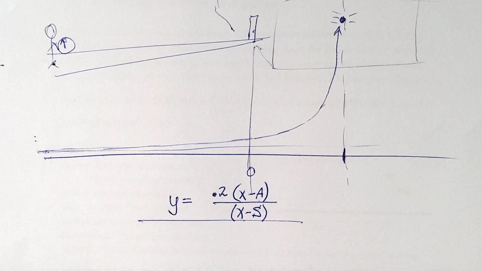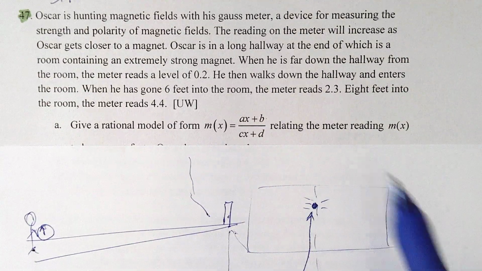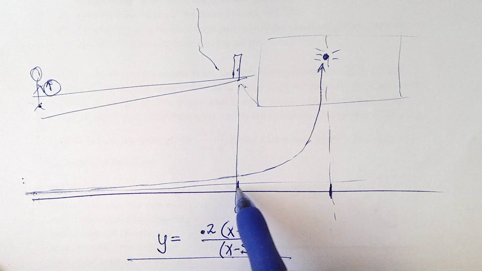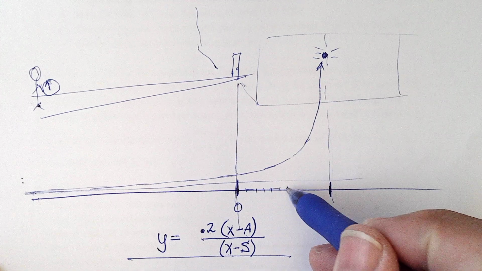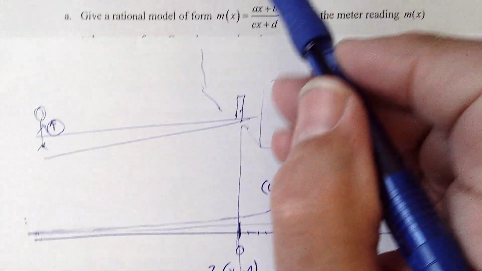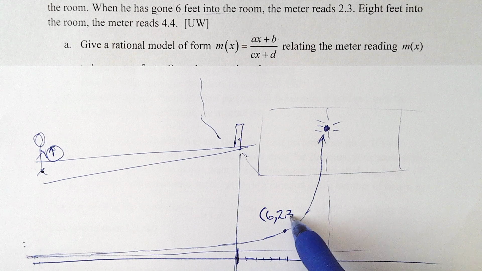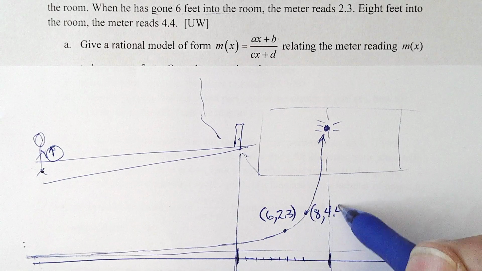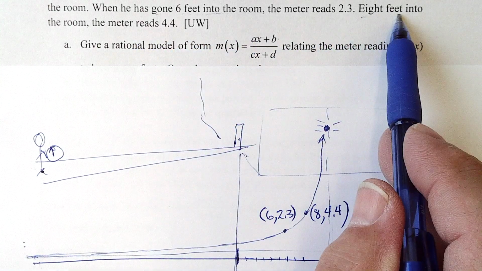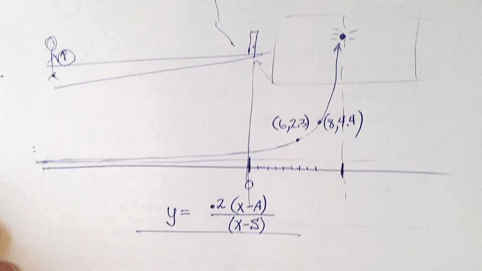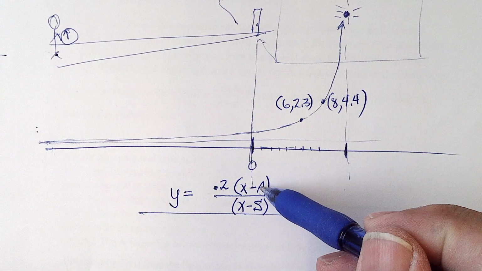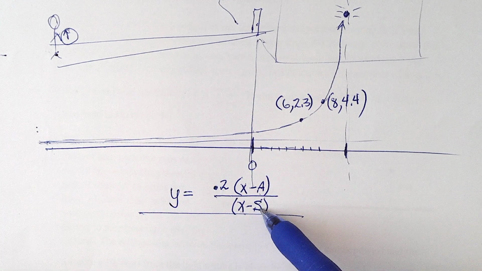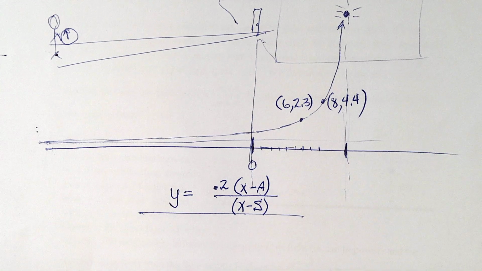And if we do this and take their information, now one piece of information is that when it gets 6 feet into the room, remember here's zero, so if you get 6 feet in, 1, 2, 3, 4, 5, 6, the meter reads at 6 feet, it reads 2.3. And if you get 8 feet in, the meter reads 4.4. 8 feet into the room, it reads 4.4. So we're going to use those to figure out A, where there is a supposed x-intercept, which there doesn't appear to be one, and where the source of this is, where that vertical asymptote is.